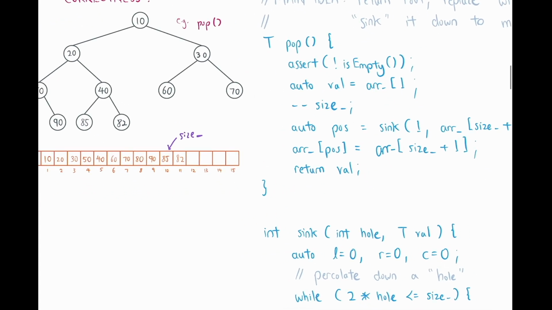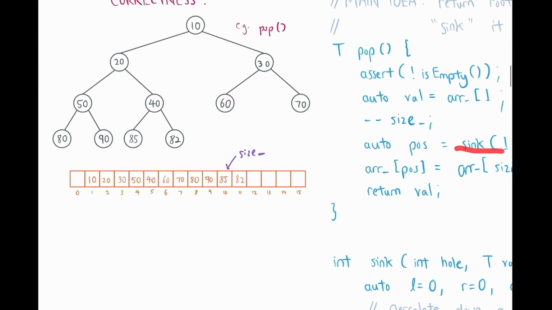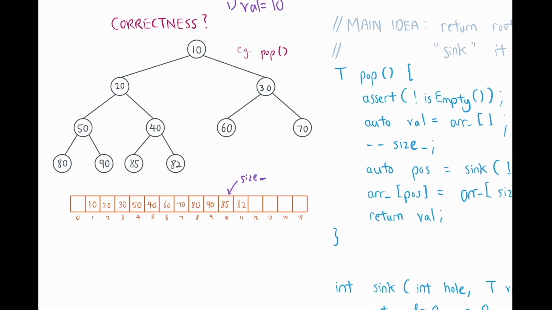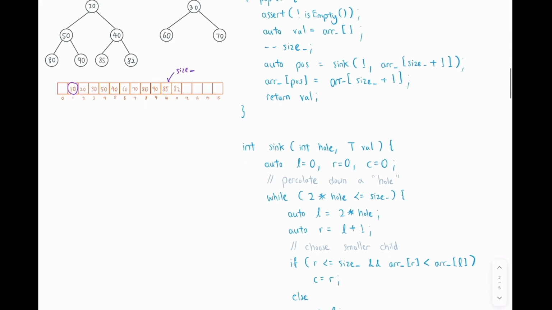Finding the position means you go and sink a particular hole, so the hole starts at 1. The first step, hole starts here, or conceptually in the heap diagram, it starts here. Let me just zoom out so that we can see part of the code. We will now start the loop, where we store left and right, and then see which one is smaller. The left is 2 times hole, so let's mark that out here.